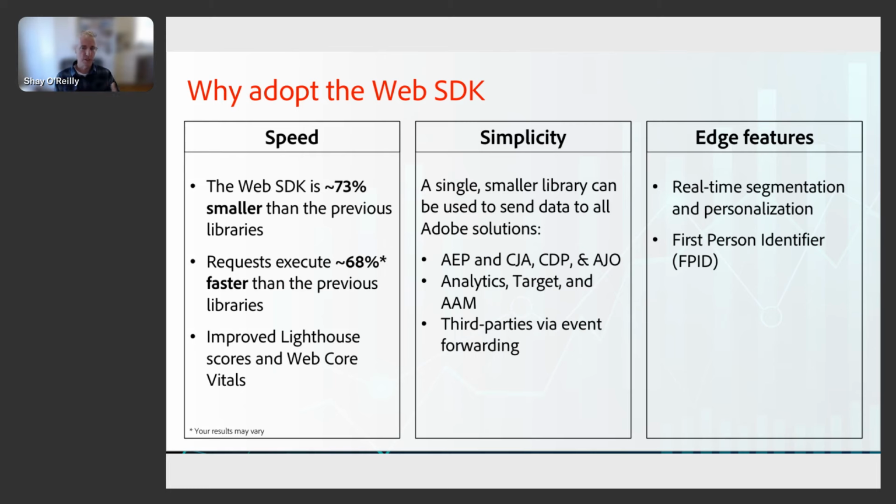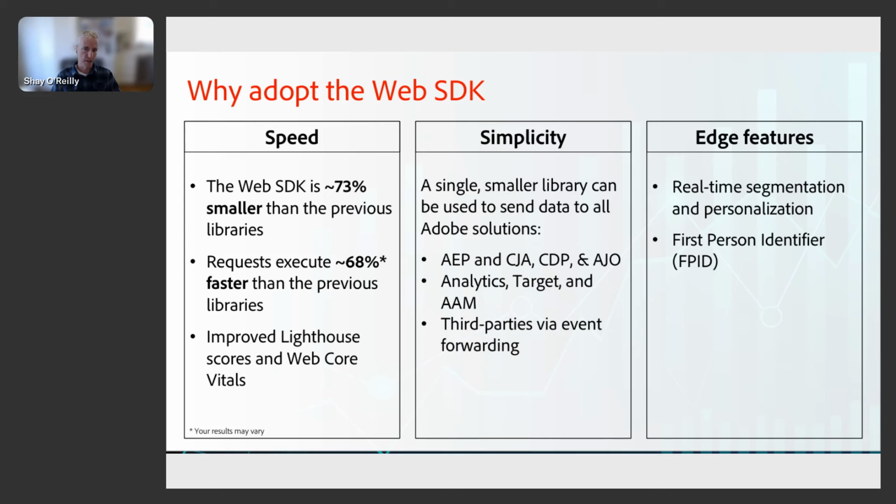There's also edge features that you can take advantage of. So Web SDK is the way you send data to Experience Edge. And with Web SDK and Edge combined, you have some really nice features like real-time segmentation and personalization. There's no lag, there's no round trip to a database. It's right at the edge. Events that go through the edge immediately update things like segment membership.